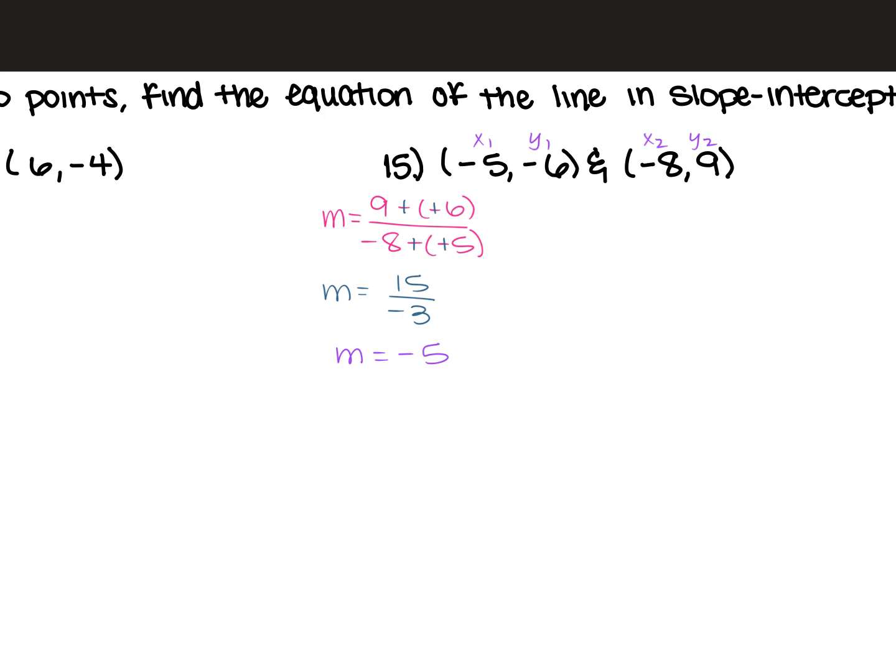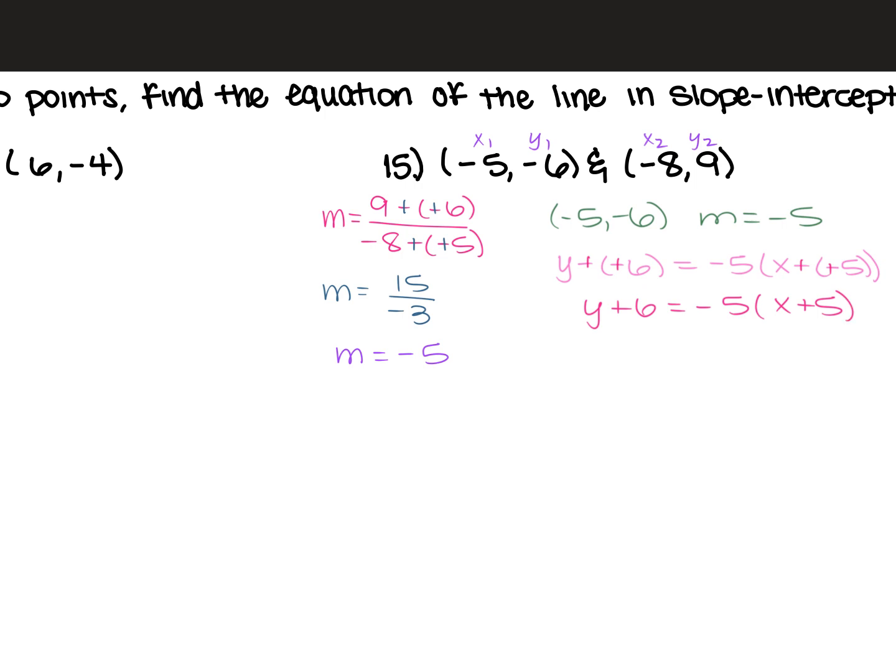I'm going to use that and the ordered pair (-5, -6). And I'm going to plug this into our point-slope formula, which is y minus y1 is equal to m times x minus x1. So that's going to give us y minus negative 6 is equal to negative 5 times x minus negative 5. Double negatives turn into positives to give us y plus 6 is equal to negative 5 times x plus 5.